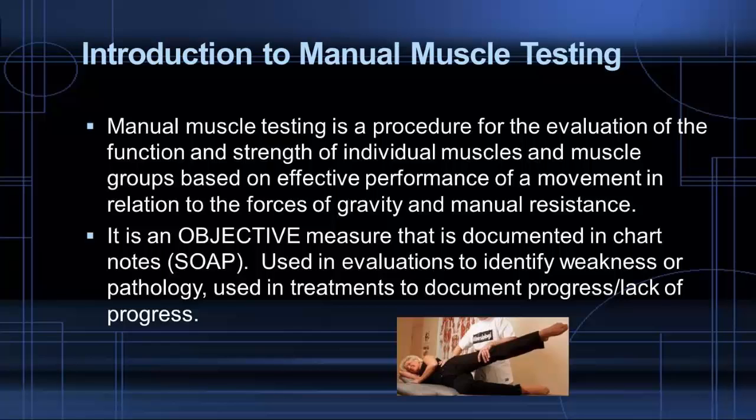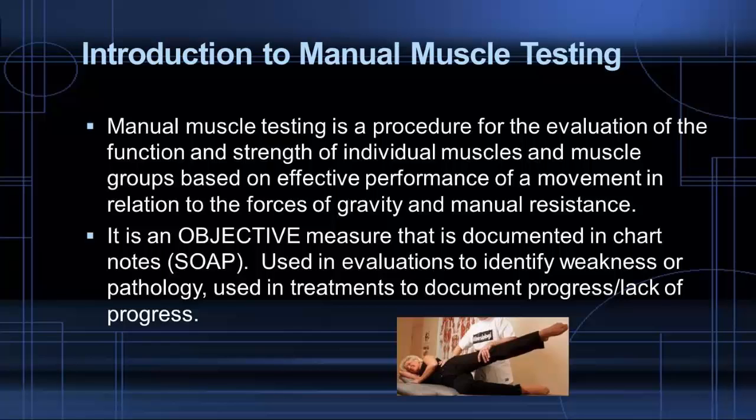So what is manual muscle testing? It's a procedure that's used to evaluate the function and strength of individual muscles or muscles as a group based on performing a movement in relation to gravity and or manual resistance. So manual muscle testing, and we're going to abbreviate it MMT. It's an objective measure that is documented in the chart notes, the SOAP notes. It's used by a PT in an evaluation to identify weakness or pathology, and it's used in treatments to document progress or lack of progress.